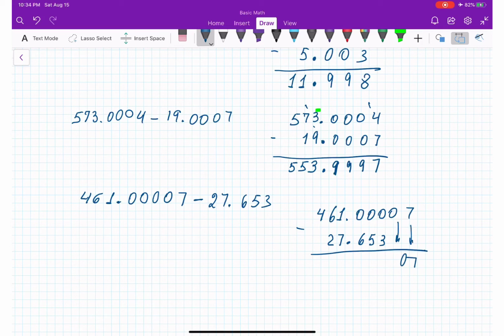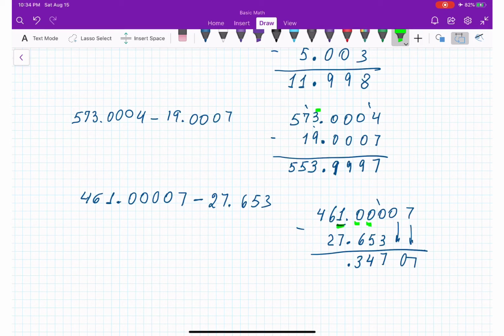Now for 0 minus 3, I cannot do it. I'm going to borrow from this 1, right? 10 minus 3 is going to be 7. Now in this case I will have left 9. 9 minus 5 is 4. Then in this one also I have 9. 9 minus 6 is 3, decimal point. So instead of 1, I have left 0 because I borrowed, right?